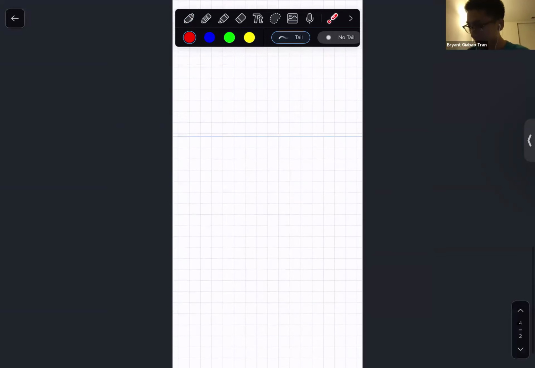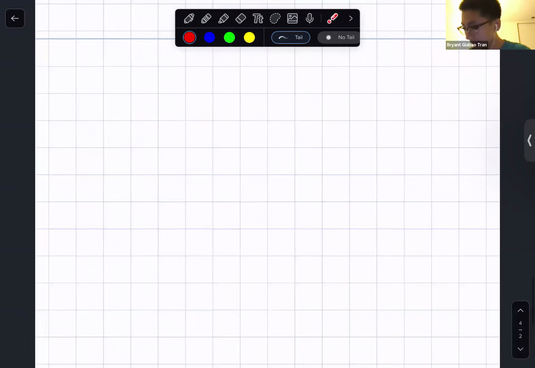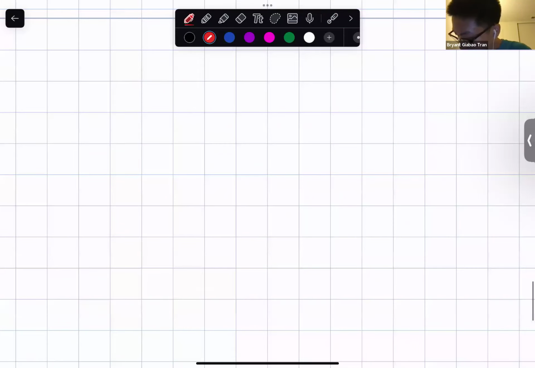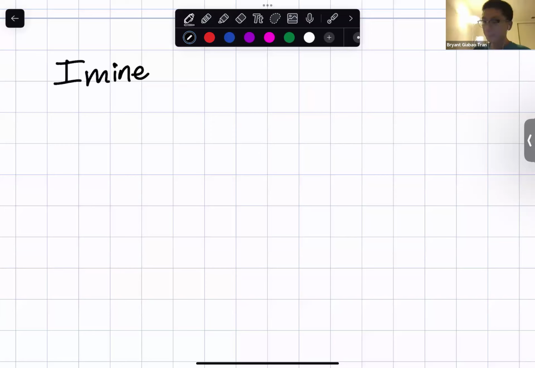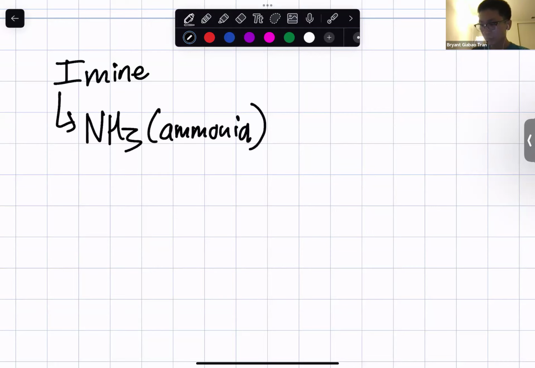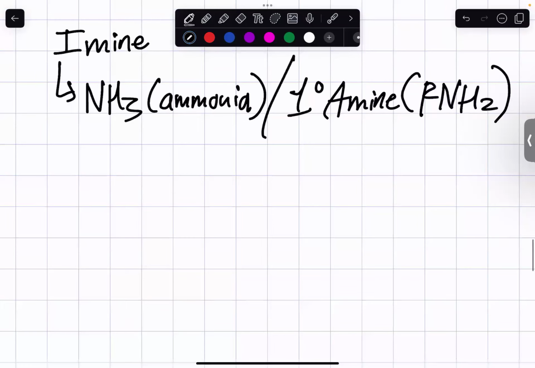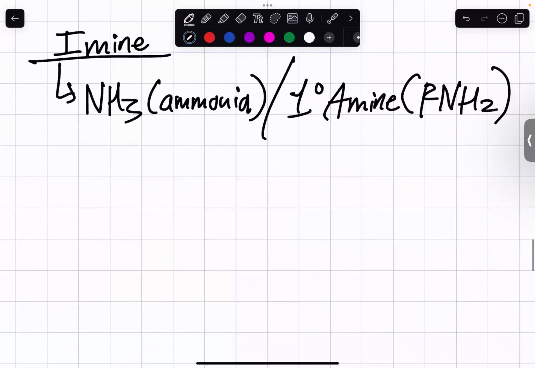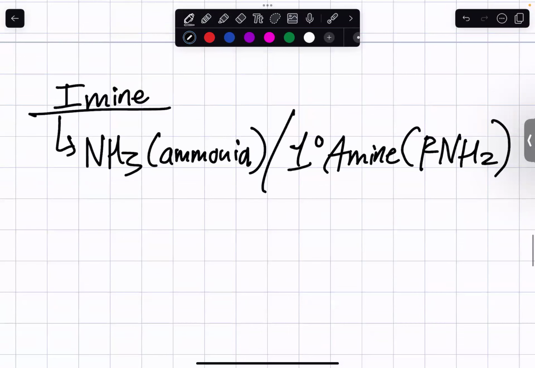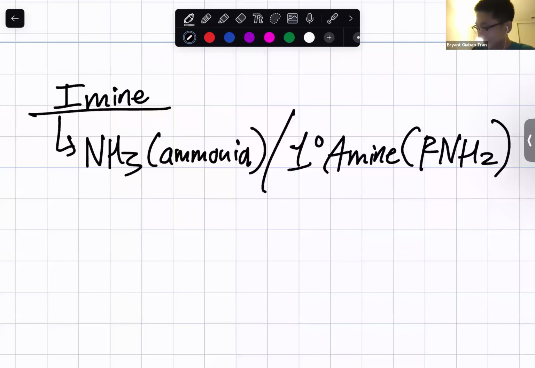Okay. Let's go over imine and enamine now. So an imine will come from either ammonia or a primary amine. I was just going to say is that RNH2, but you wrote it down. Yeah, RNH2.